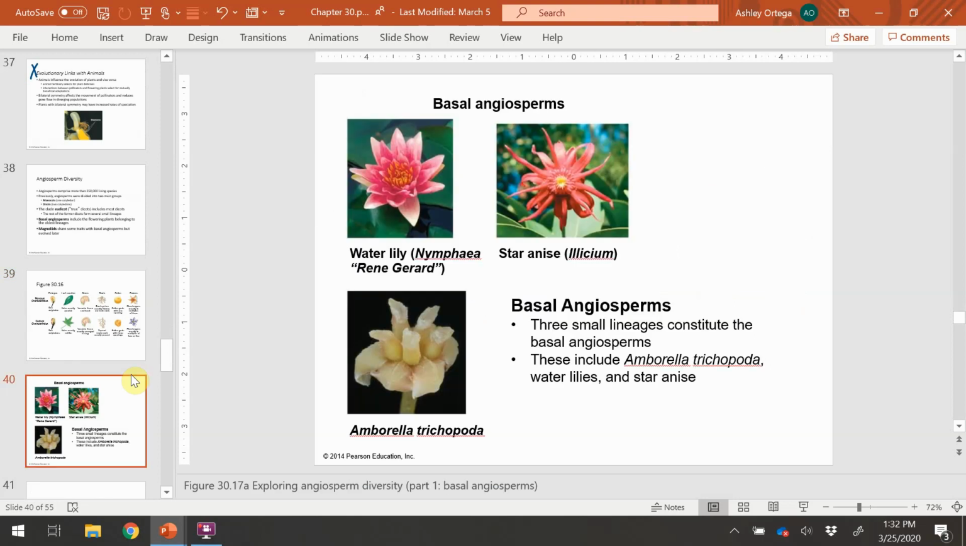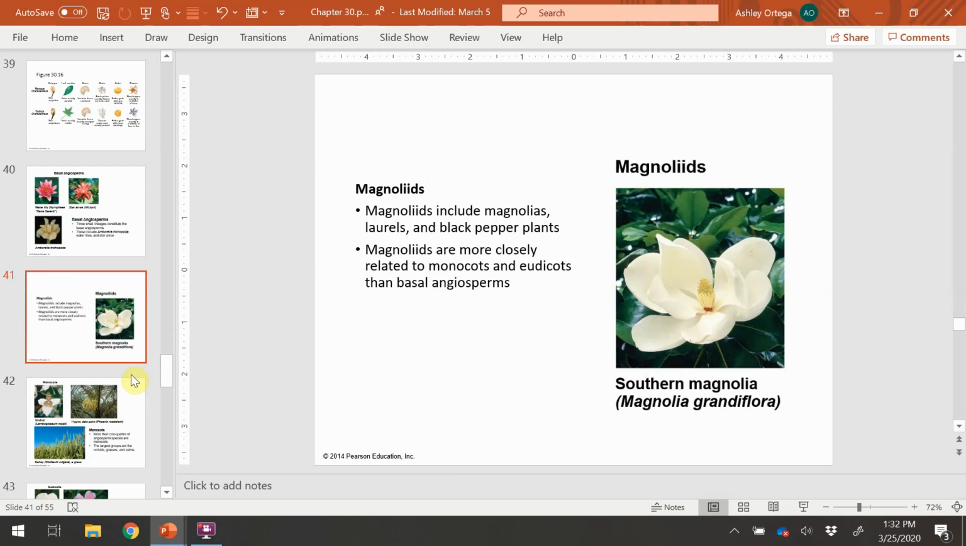And so in terms of angiosperm classification, you just want to know the 4 groups. The basal angiosperms are shown here. There are 3 small lineages that make these up. They include water lilies, star anise, might be some you're familiar with. But really understanding just the name here.